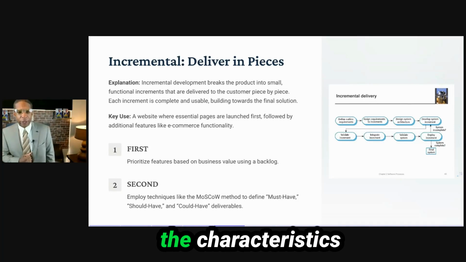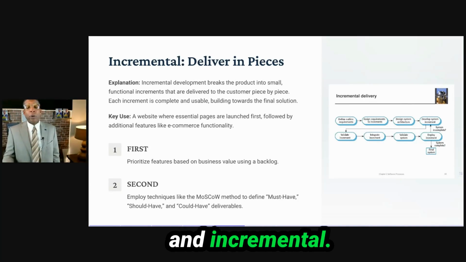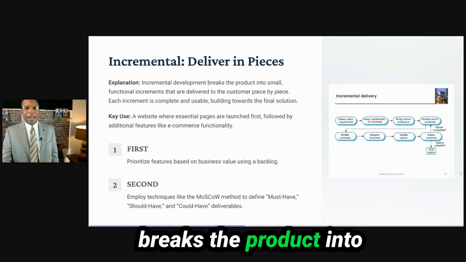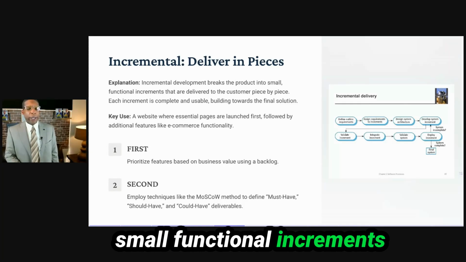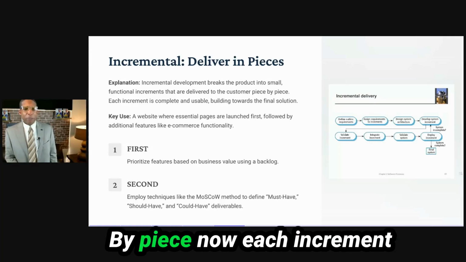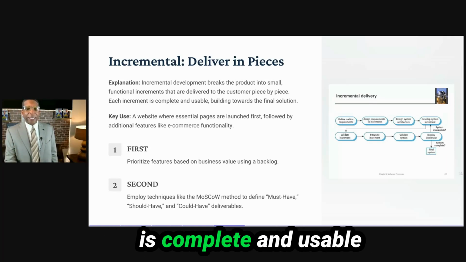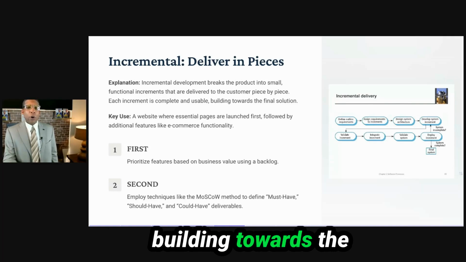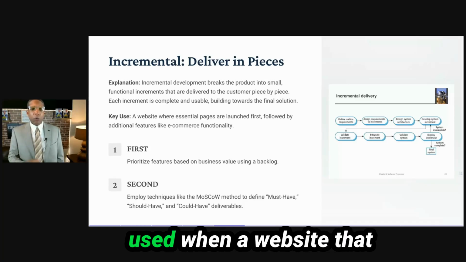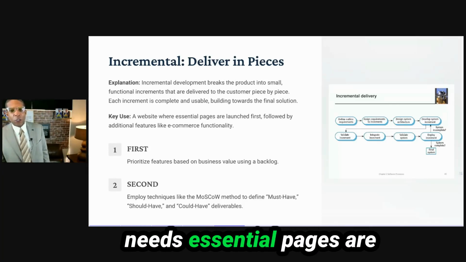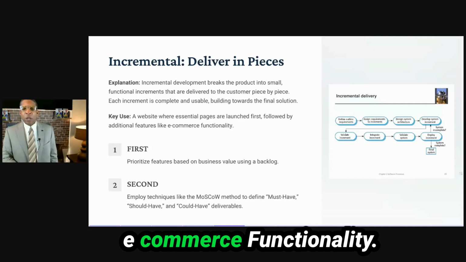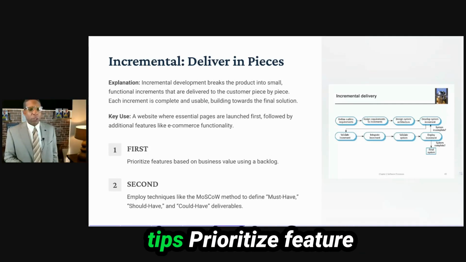Next item on the characteristics: incremental. Basically, we're just delivering in pieces. Incremental development breaks the product into small functional increments that are delivered to the customer piece by piece. Each increment is complete and usable, building towards the final solution. This is best used when, for a website, essential pages are launched first, followed by additional features like e-commerce functionality. Here are my two actionable tips.